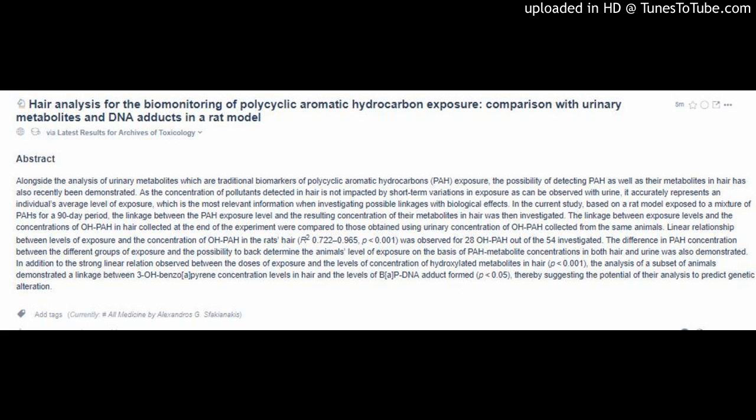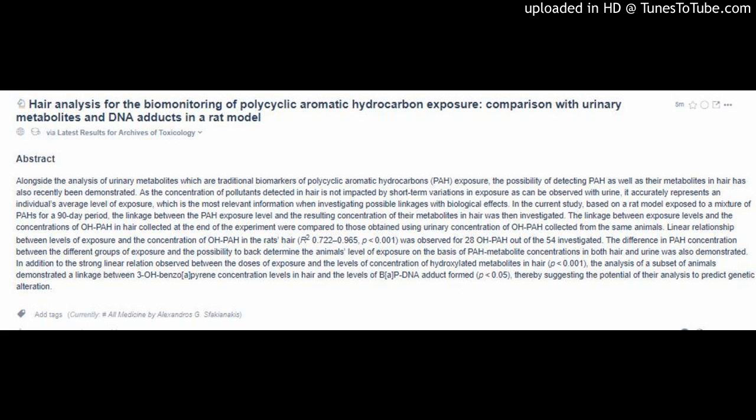Linear relationship between levels of exposure and the concentration of OH-PAH in the rat's hair, R2 0.722 to 0.965, P < 0.001, was observed for 28 OH-PAH out of the 54 investigated. The difference in PAH concentration between the different groups of exposure and the possibility to back-determine the animal's level of exposure on the basis of PAH metabolite concentrations in both hair and urine was also demonstrated.